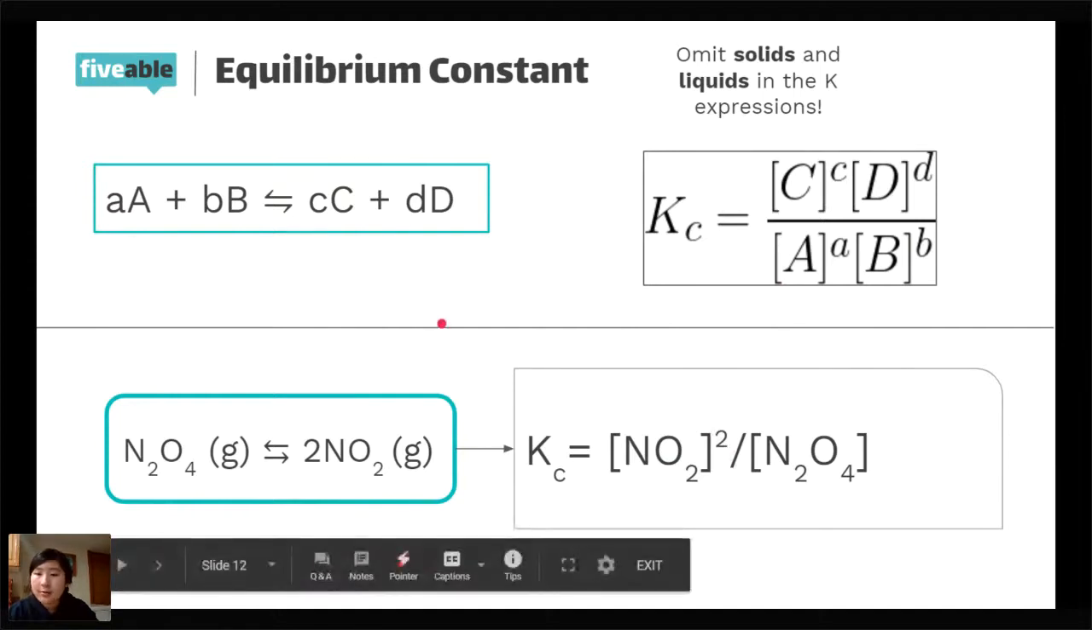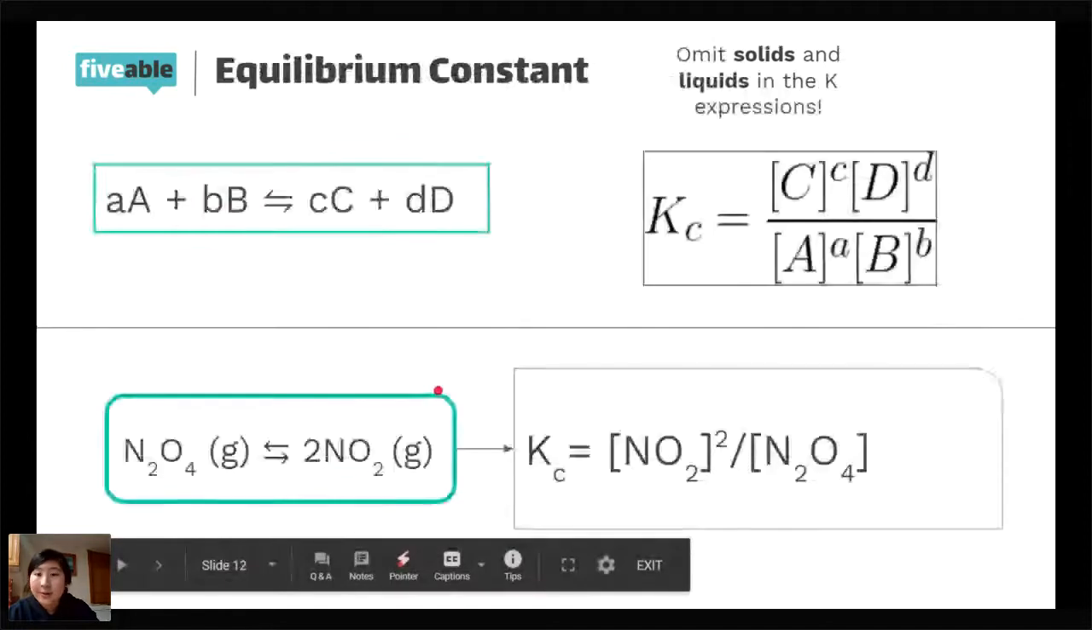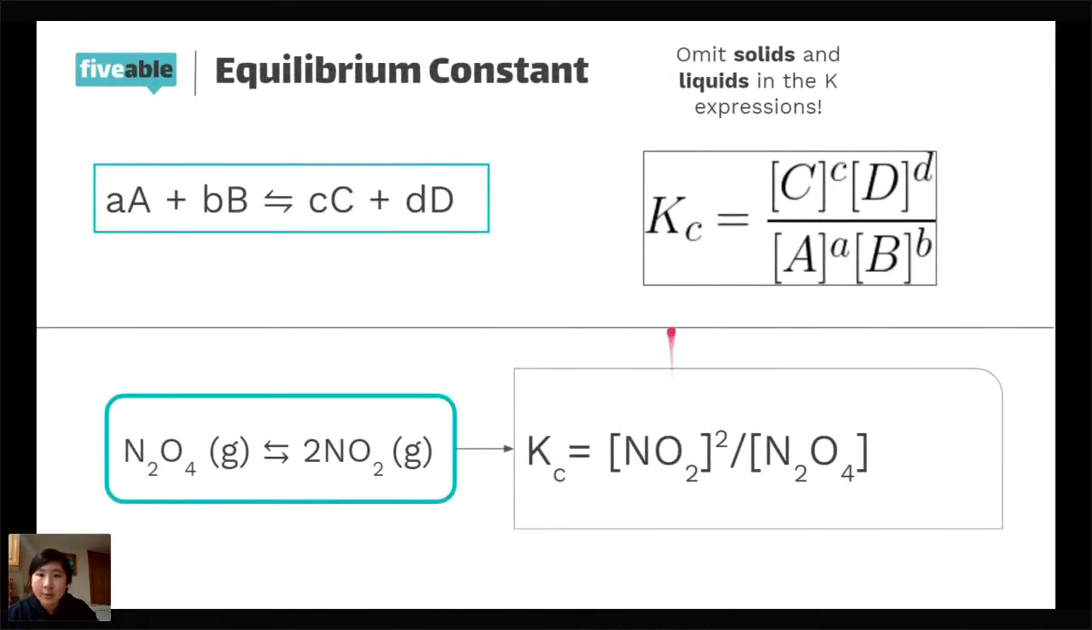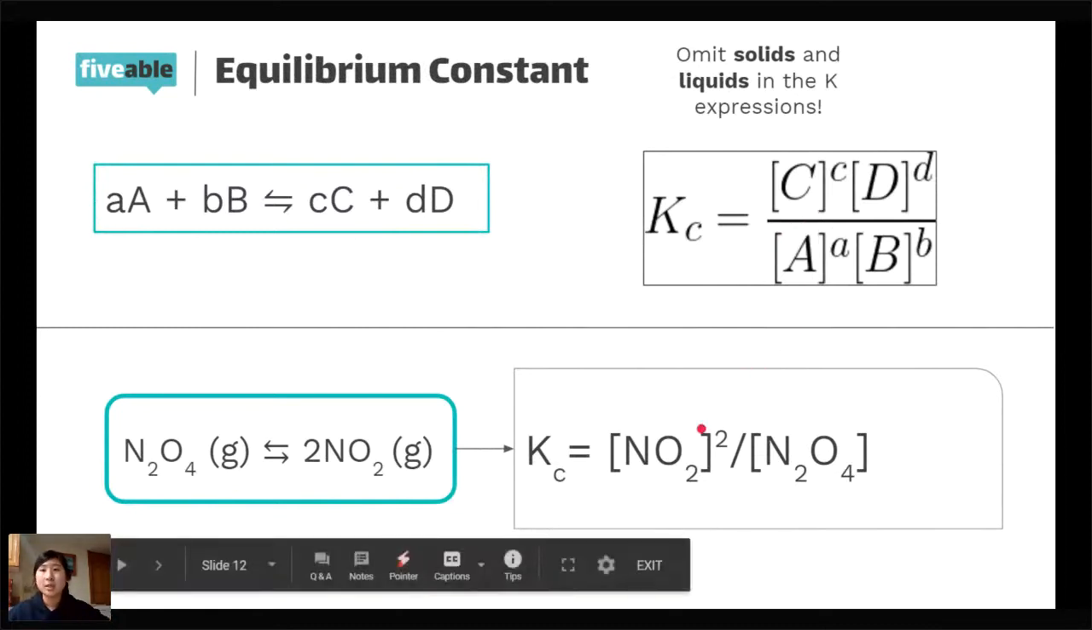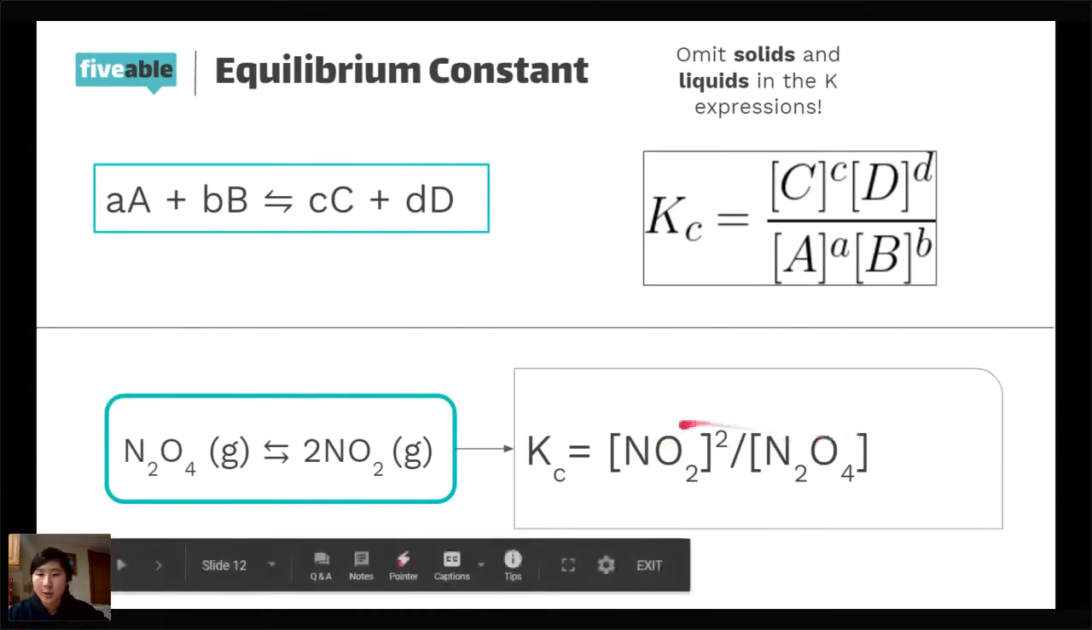Okay, so I'm going to move on. I hope this becomes more clear as we go on. So remember that the brackets represent the concentration. So let's say we have a 0.01 concentration of N2O4, then we're going to put 0.01 right here. So this is basically a placeholder for the different concentrations that we have.